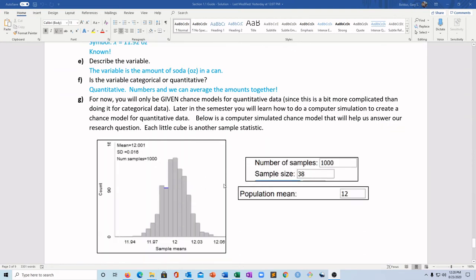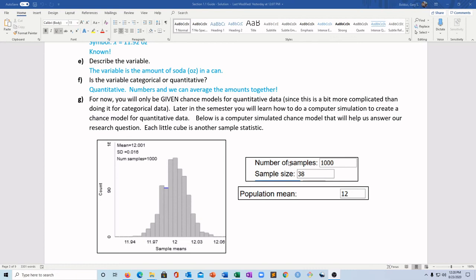Okay, so again, here is another set of simulations here, another chance model, assuming that there really are 12 ounces on average in each can. We told the computer, okay, make that assumption, sample 38 cans, tell me what the average is, put it on the little picture here, like this little blue dot or blue rectangle, and then do that 1,000 times because I want to know what it looks like to do that many, many times.